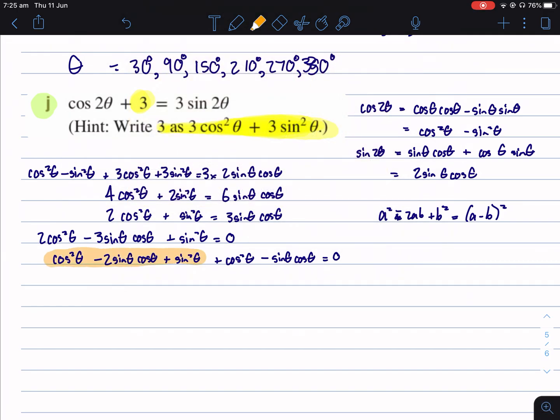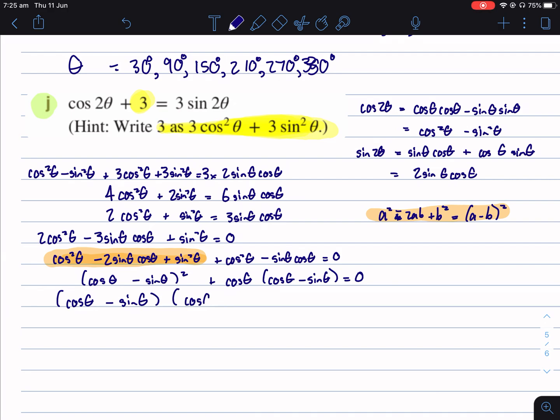This lot, I'm going to use that. So that's the same as cos theta minus sine theta squared. Was that useful in any way whatsoever? And this one I've got cos theta, I'm factorizing cos theta out of the second group. So if I now factorize out cos theta minus sine theta, I've got cos theta minus sine theta plus cos theta. So I've got cos theta minus sine theta, 2 cos theta minus sine theta.